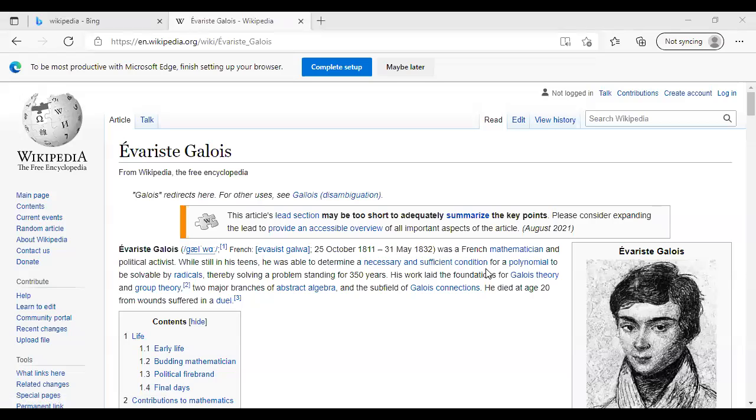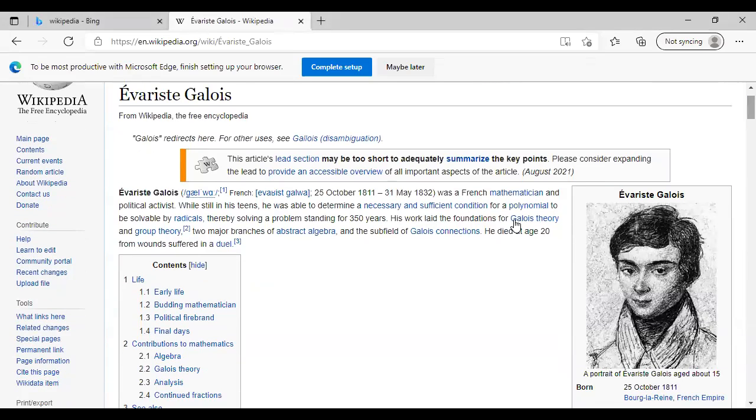Let me just bring this up, and we'll see what his Wikipedia page says. Wikipedia. Evariste, there we go. And let me just share this. Okay, share screen. Here he is. So here is Galois. I don't even know how to pronounce his first name. I'm not good at pronouncing things.